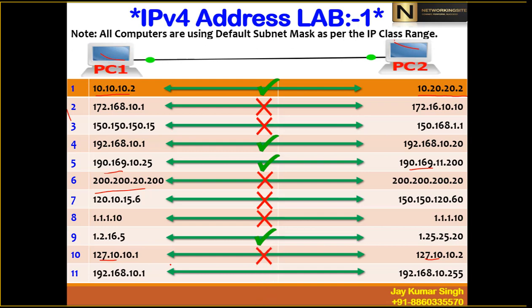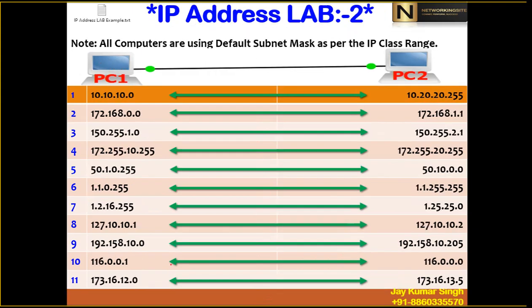No communication. Number eleven, yes, it can communicate. Check both IP addresses, PC1 IP and PC2 IP. It can communicate, but PC2 is taking the broadcast address. So no communication, right? Okay. Now let's come to lab 2.